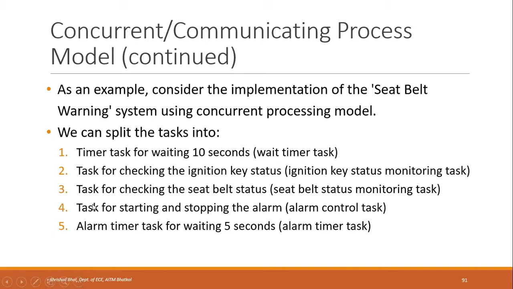Then the alarm control task, to start the alarm and to stop the alarm. That is another task. Then you have the alarm timer task. The alarm also has a timer for 5 seconds. For that, the alarm timer task waits for 5 seconds. So these are the different subtasks which can be executed concurrently.